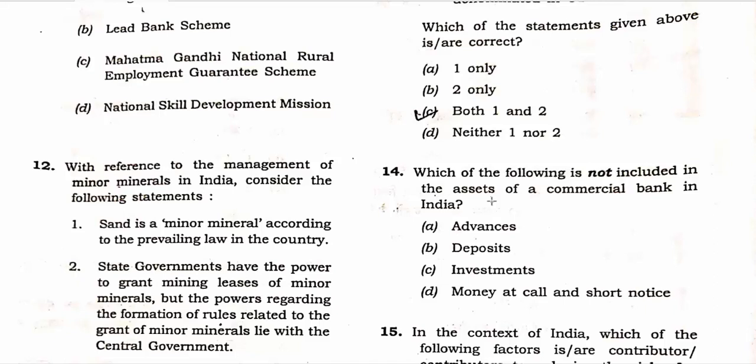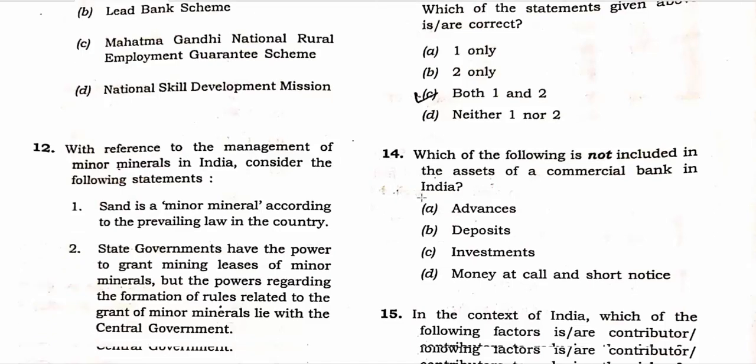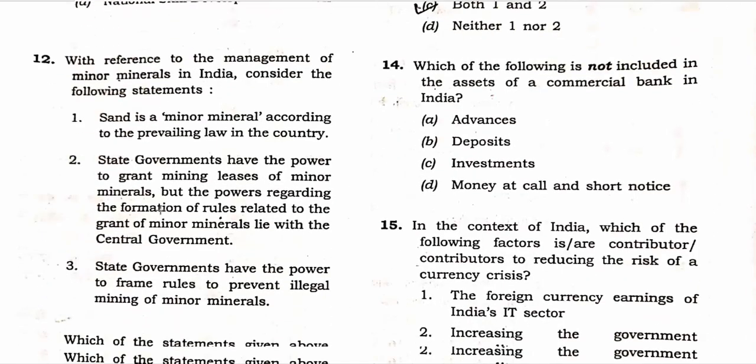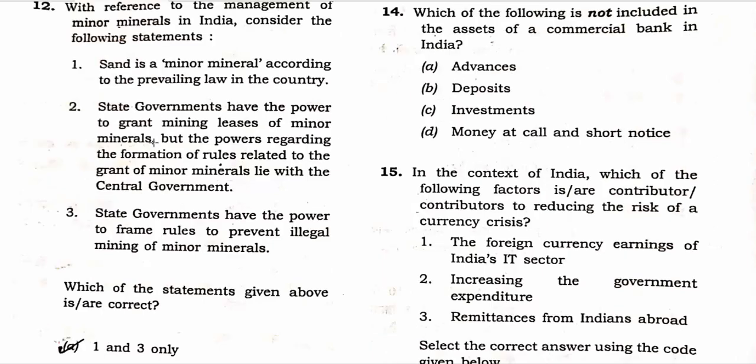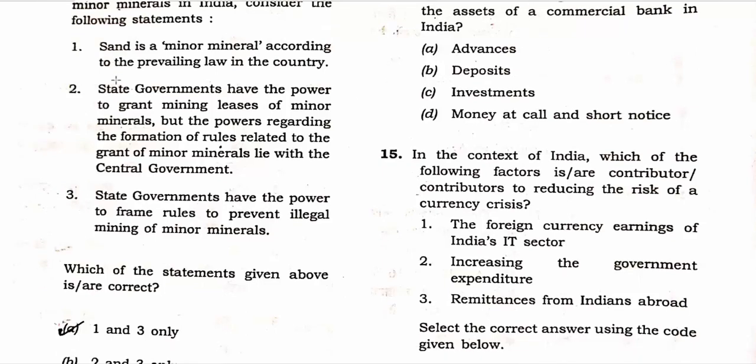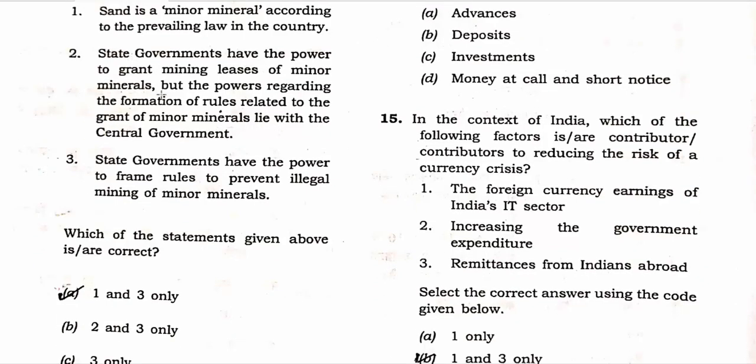Then, with reference to the management of minor minerals in India, consider the following statements. I could say that this is purely from your PIBs. In the month of December you had this portion, and it is directly from there, and they have considered sand to be a minor mineral first and foremost. If you know this part, then statement 1 is correct for you. Statement 2 is, state governments have the power to grant mining leases of minor minerals, but the power regarding the formation of rules related to the grant of minor minerals lies with the central government. The third statement is correlated: state governments have the power to frame rules to prevent illegal mining of minor minerals.